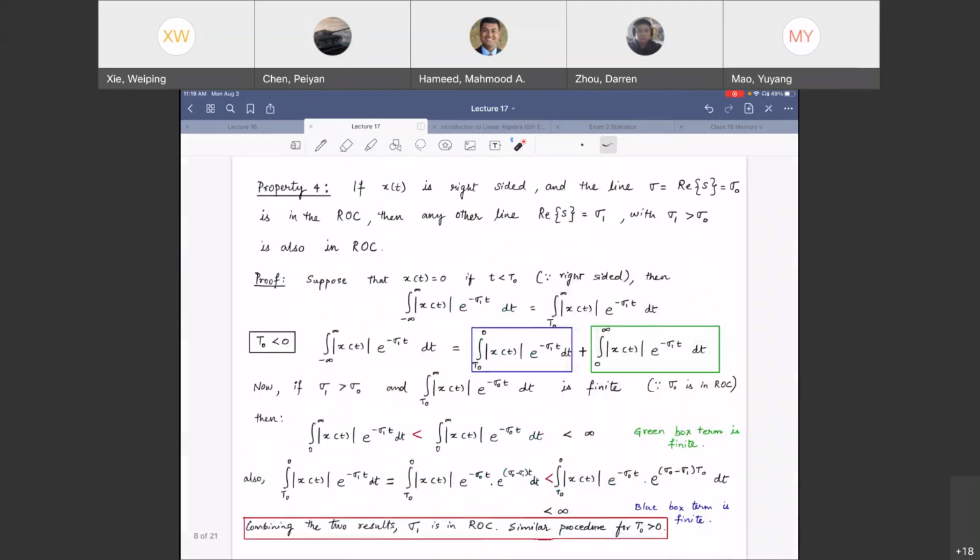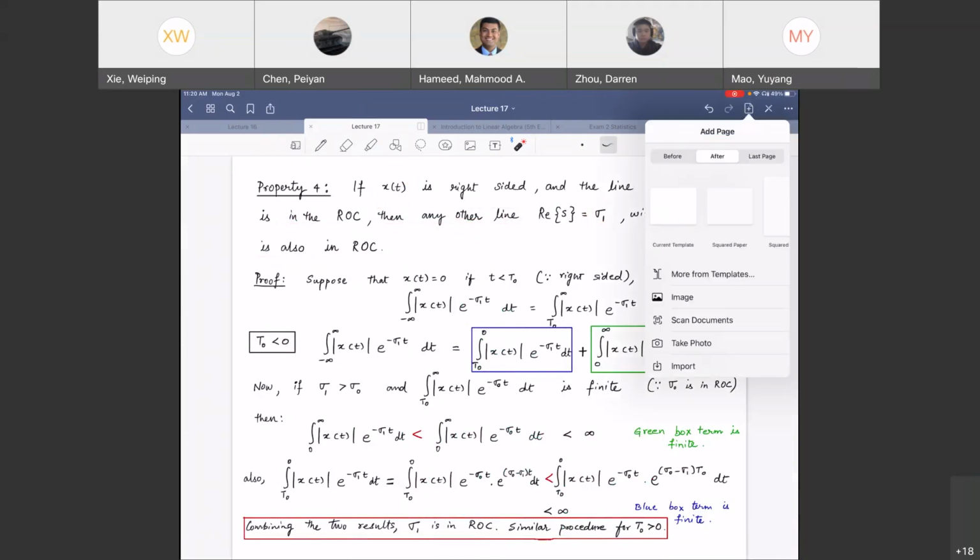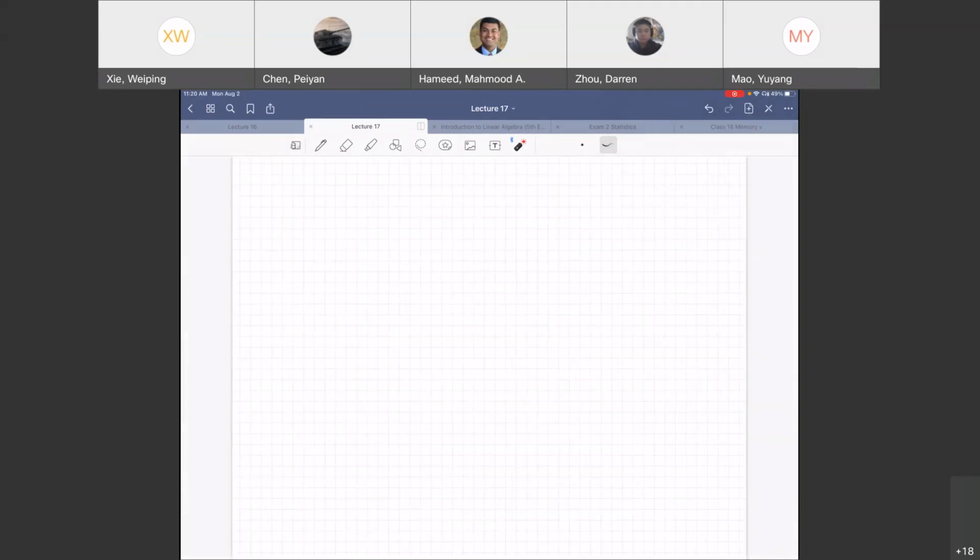Next, property 4. If x of t is right-sided, and we know how a right-sided signal looks like, and there is a line sigma equals real part of s, which is sigma 0, which is in the ROC, then any other line sigma 1, with sigma 1 greater than sigma 0, is also in the ROC. Very complicated way of saying something pretty simple. Let me just show you what that means. Say I have an S plane here.